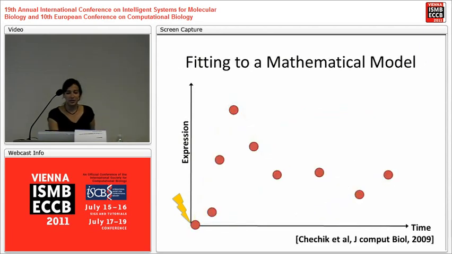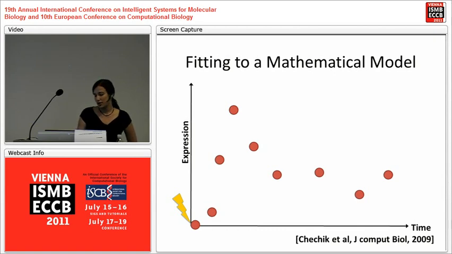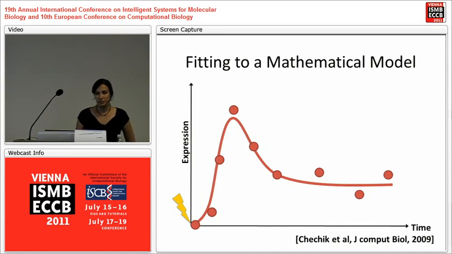One way is to fit the data to a mathematical model. Chechik et al. proposed such a model. Their model was designed to capture the typical two-phase transcriptional response to stimuli, which involves a rise from the base level to a peak, and then a fall to a new steady state. And their model had the following parameters.